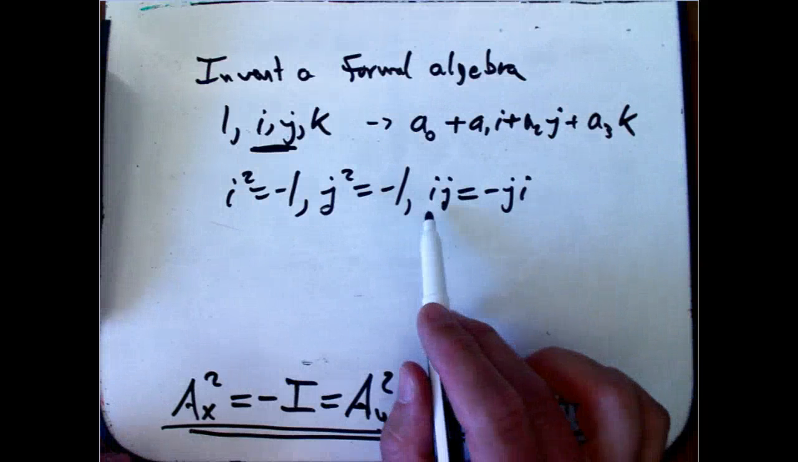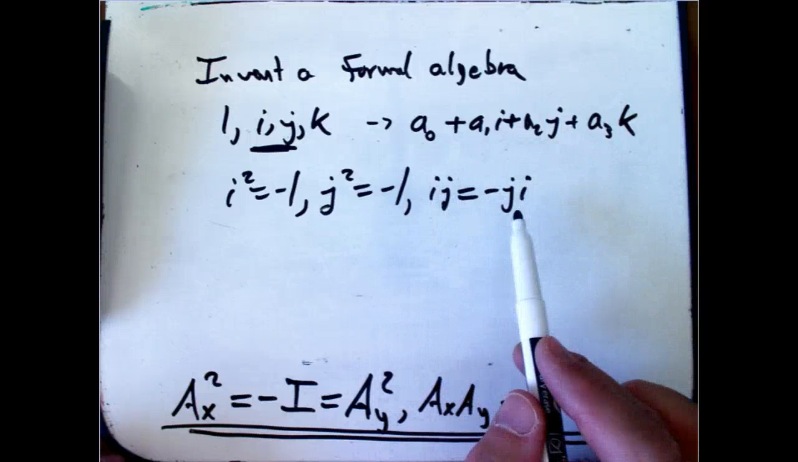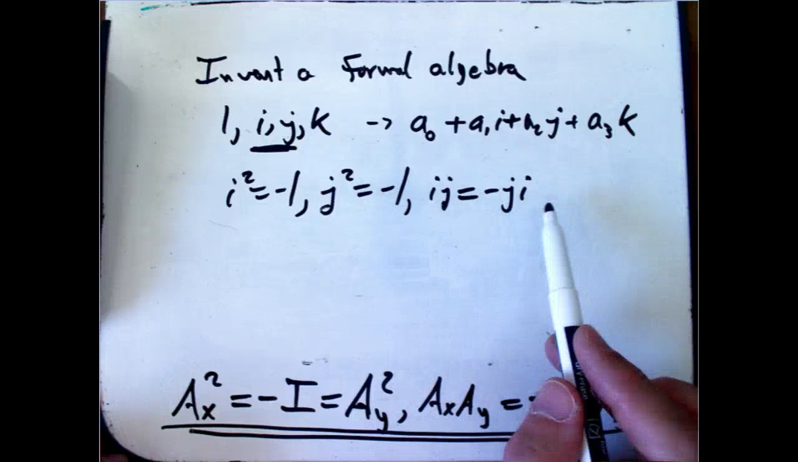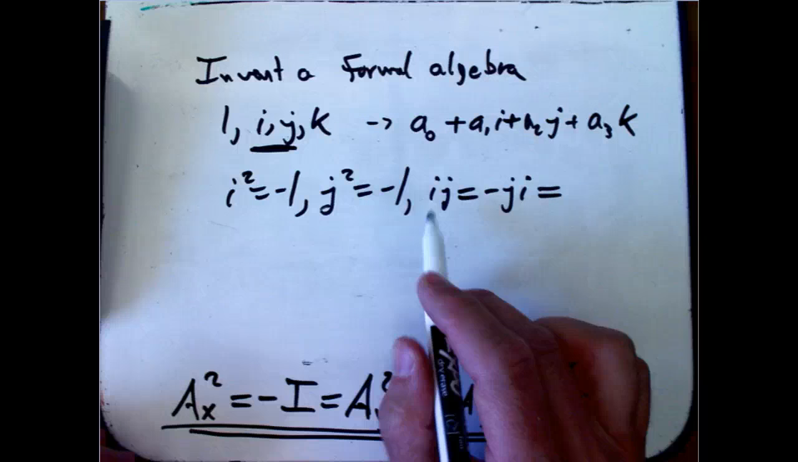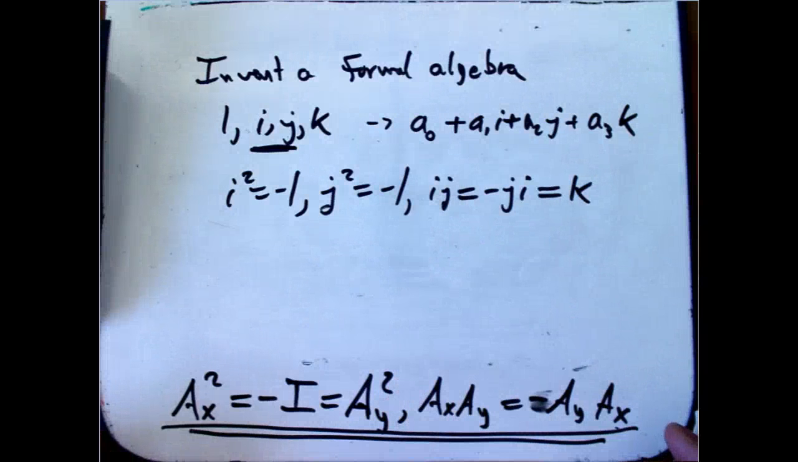Okay, and this is a little wacky. This is not something we were forced to do at all when we introduced complex numbers, to say, well, throw out the commutative law. Here we are forced to throw out the commutative law and have something different. And this ij, it's very, very helpful to have its own name for it, and that's k. We're going to call that k.